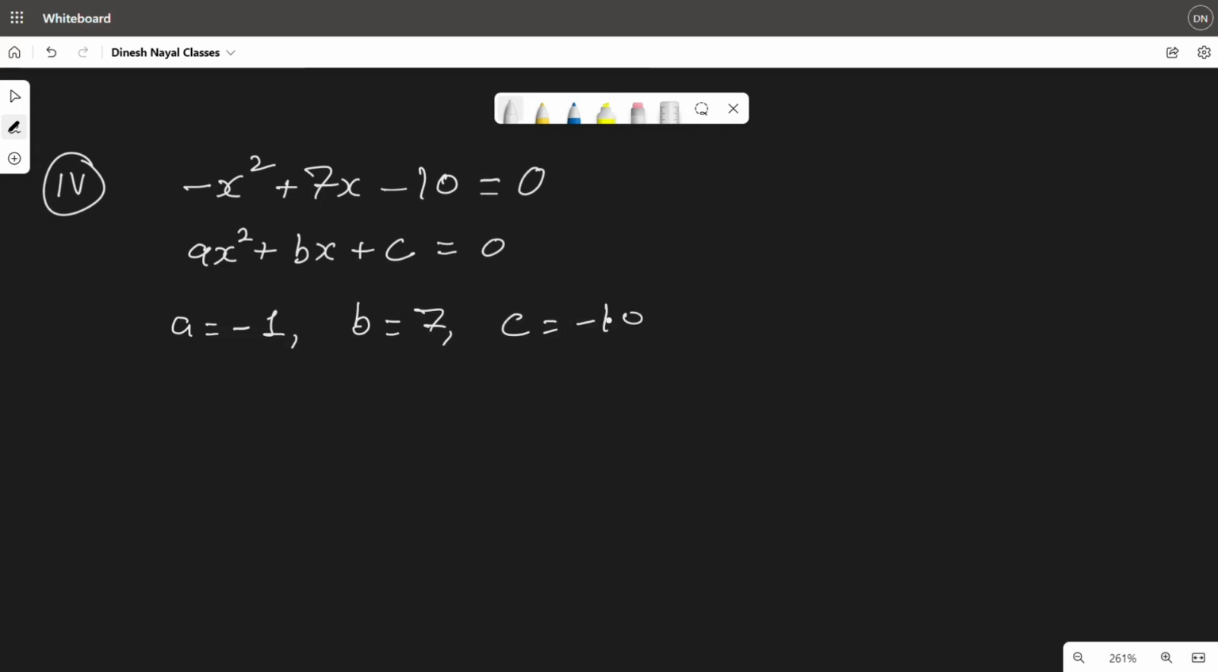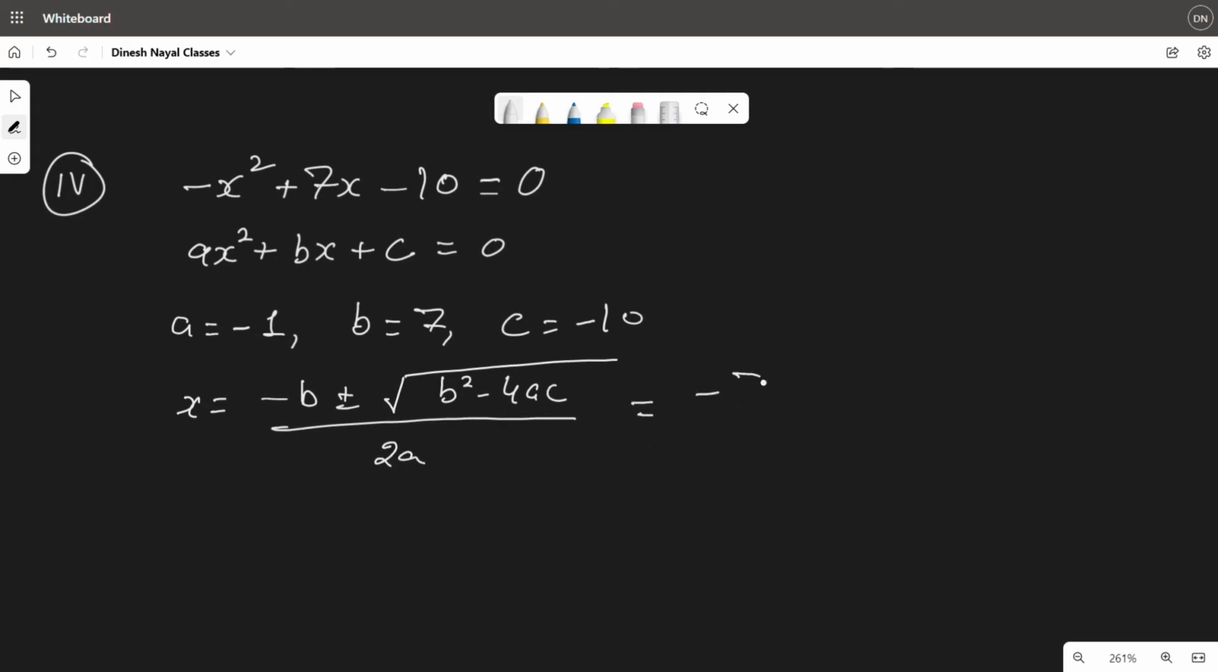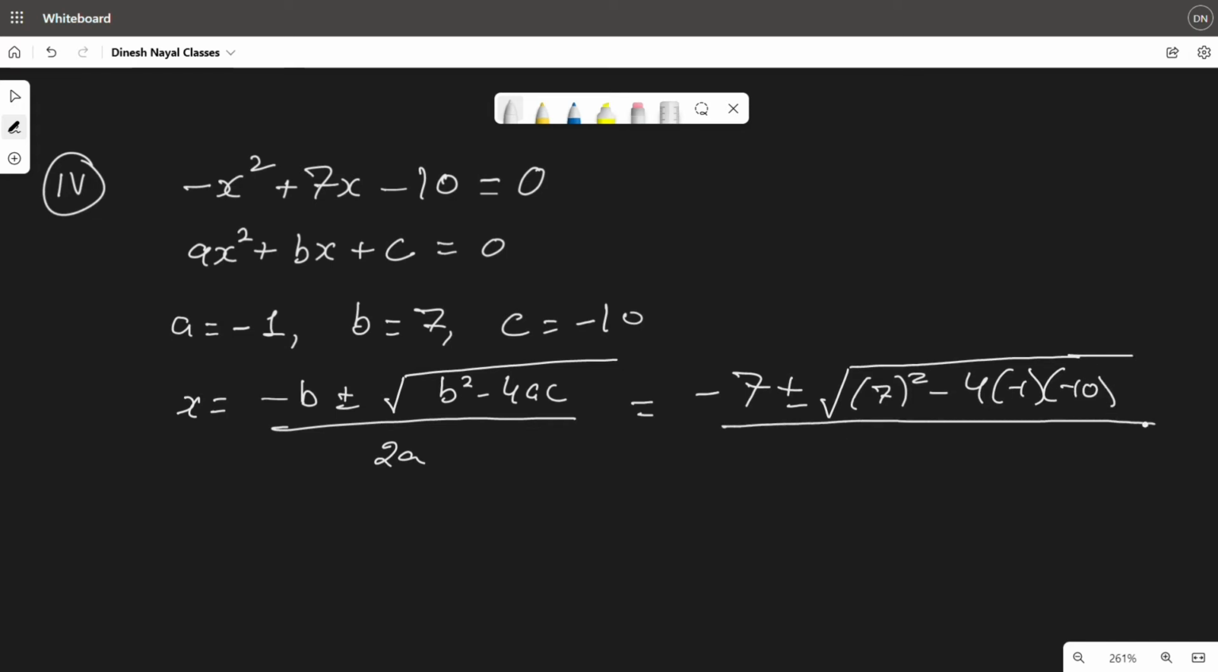And we all know the quadratic formula. The quadratic formula is x equals minus b plus minus under root of b square minus 4ac by 2a. Now substituting the values, this will be minus 7 plus minus under root of 7 square minus 4 into minus 1 into minus 10 upon 2a, which will be 2 into minus 1, because a is minus 1.